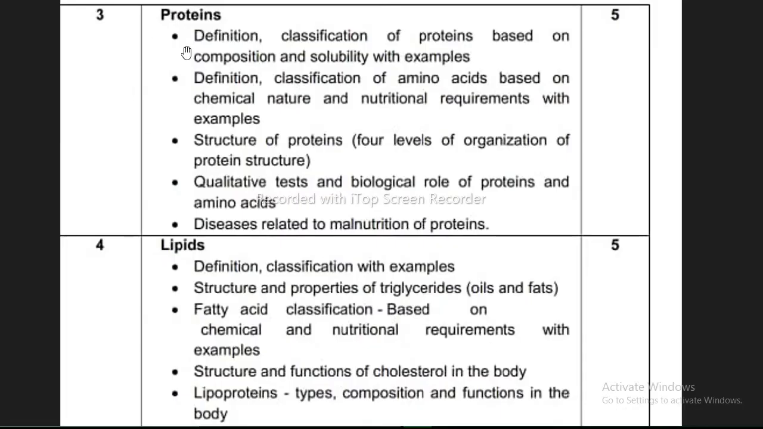So the first part of the syllabus we have completed, that is the definition. Next we have seen the classification of protein based on composition. In composition there are simple protein, conjugated protein and derived protein, and we saw examples. Next we have seen solubility with examples, that is albumin, and in what it is soluble or not. This was it for the first content. Next we have the definition and classification of amino acid based on chemical nature and nutritional requirement with examples. So let's see the second topic, amino acid.